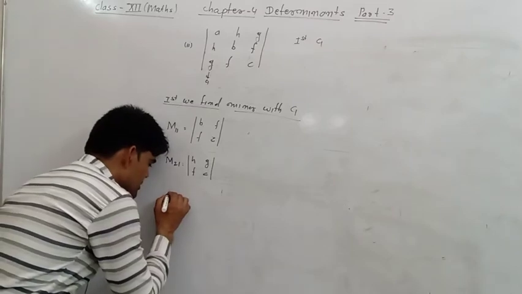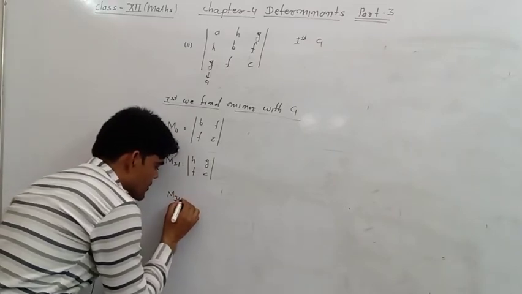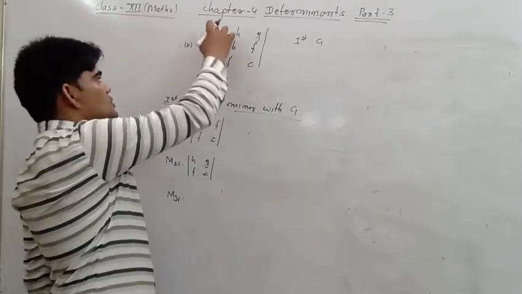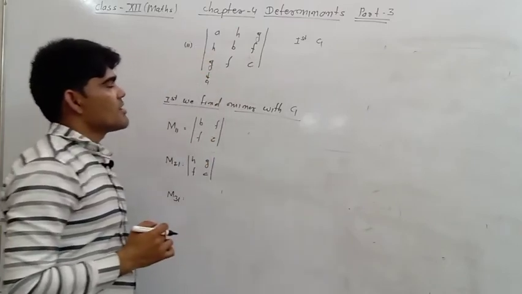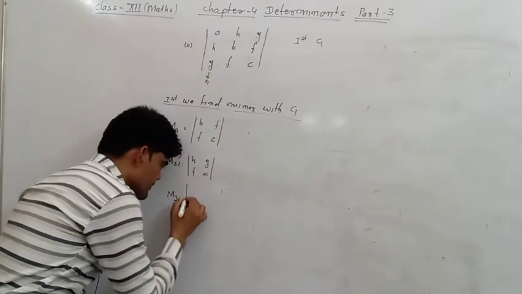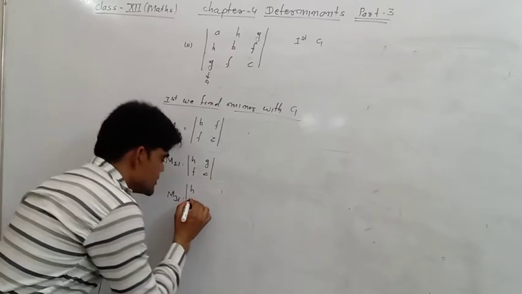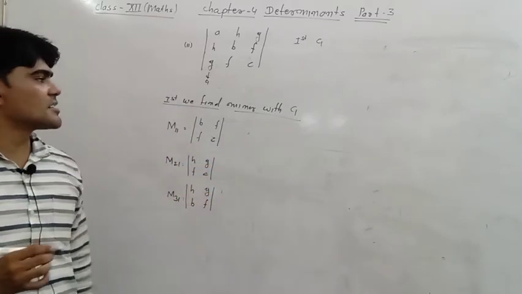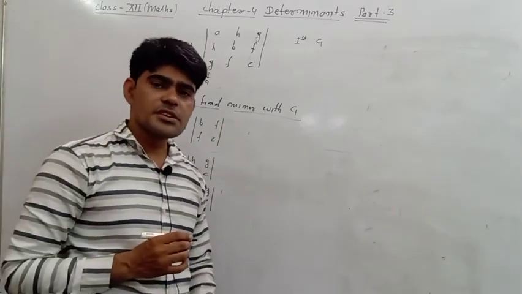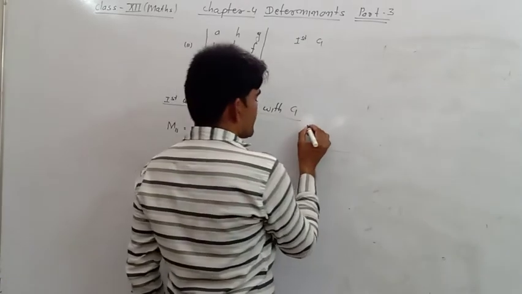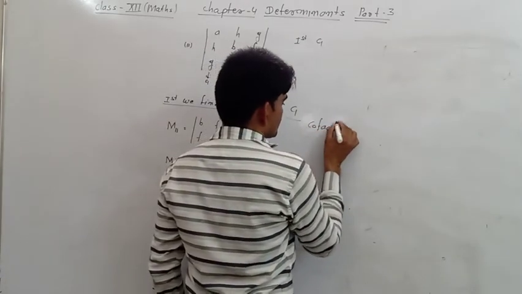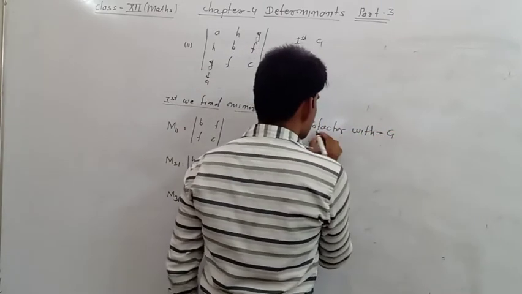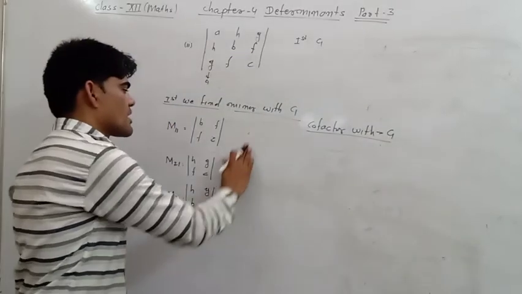Next we find the minor with respect to element M31. This is the third element of first column G. This column is deleted and this row is deleted. Then we write H, B, G and F. Okay, these are the minors with respect to C1. We find cofactor with C1, मीन्स कॉलम C1 के रेस्पेक्ट में अपने को इनके कोफैक्टर फाइंड करने हैं.